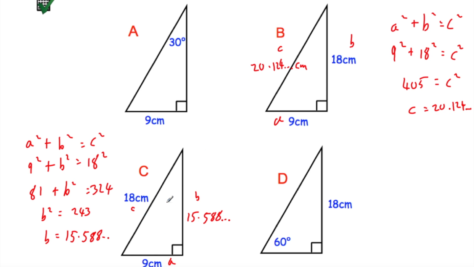Now we could work out the sizes of the angles as well inside of those triangles using trigonometry. But what I'm actually going to do is work out the length of this hypotenuse and the length of this hypotenuse. And hopefully that'll help us find the triangles that are congruent to each other.